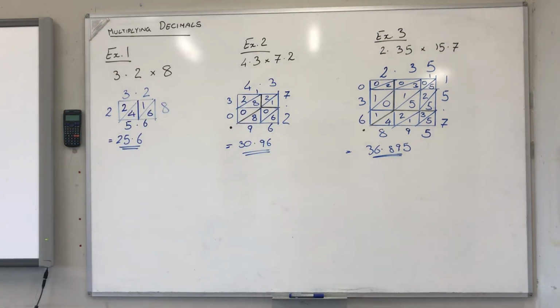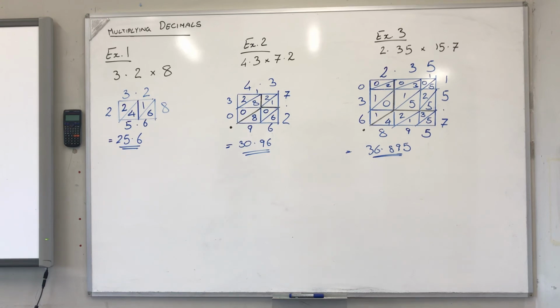So we got 5 for the first diagonal, 1 plus 3 plus 5 is 9, 4 plus 2 plus 5 plus 2 plus 5 gives me 18, and then I carry the 1, put the 8 where it should be. 1 plus 1 plus 3 plus 3 is 6, and then 1 plus 2 is 3. And as for the 0 there, we don't need to put that in the final answer, so that's 36.895.